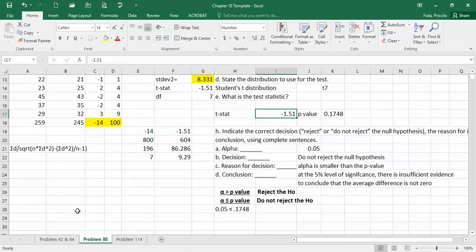And that's all for tonight. I will try my best to do problem 114 tomorrow, which is for proportions. Then we start chapter 11 with the chi-square, so we can finish chapters 9, 10, and 11 by Sunday, and begin next week with linear regression.